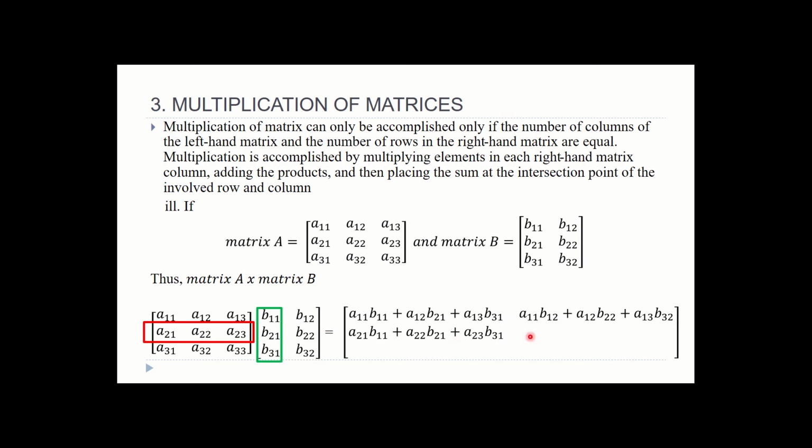For the second element of the second row, we will have the second row of matrix A and the second column of your matrix B. Then it will be A21 times B12 plus A22 times B22 plus A23 times B32. And so on for the third row of your resulting matrix.